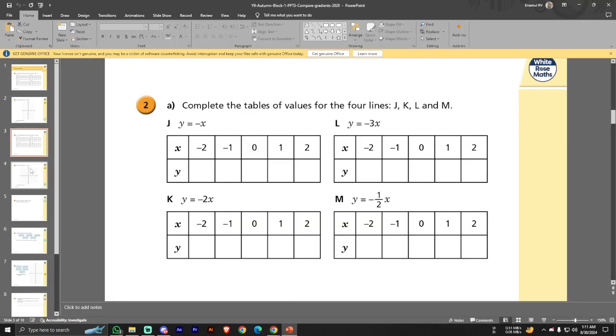Okay, now let's go to the next slide. Same thing, J, K, L, M, 4 tables are given. You need to complete the table and plot the graph. Same thing, right? Nothing different. Same type of math, right? You can do it at home. There's no new thing to learn here. We're doing the same thing again.